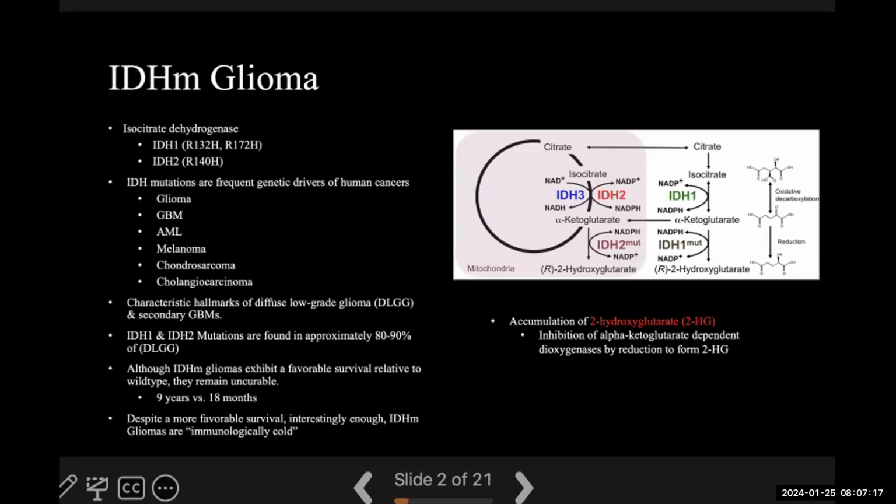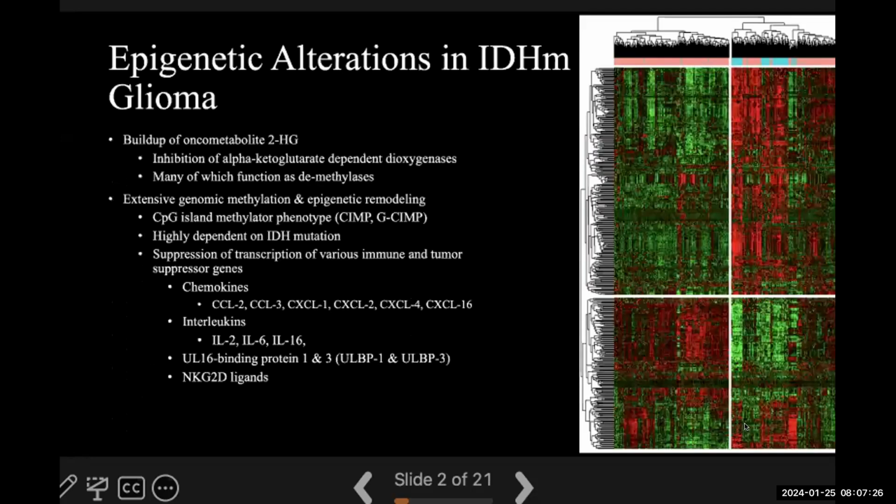So a buildup of 2-hydroxyglutarate starts to inhibit alpha-ketoglutarate dependent dioxygenases. That inhibition leads to a lot of demethylases losing their function. What happens with that is that you start having extensive genomic methylation, leading to epigenetic remodeling. So a lot of the CpG island methylator phenotypes associated with glioma are related to the changes driven by IDH.